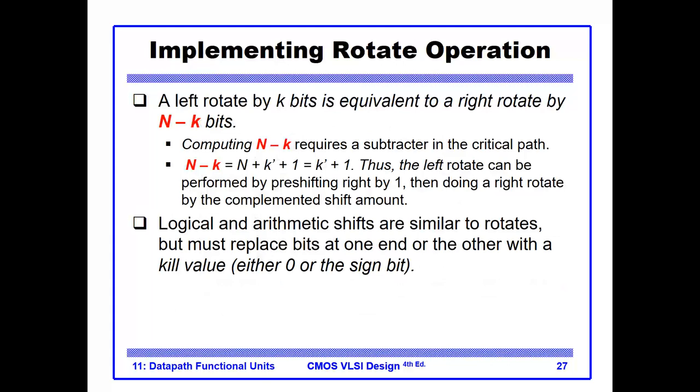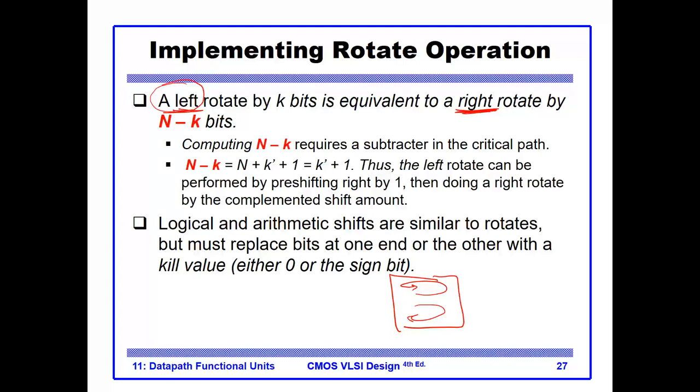One thing we need to address is that we have left operations and we have right operations. When we create hardware which performs shifting, do we need this hardware to do both left and right rotation and shifting? The answer is that really you don't. If you implement a shifter which performs right rotation and right shifting, you can implement the left operations using the right operations.